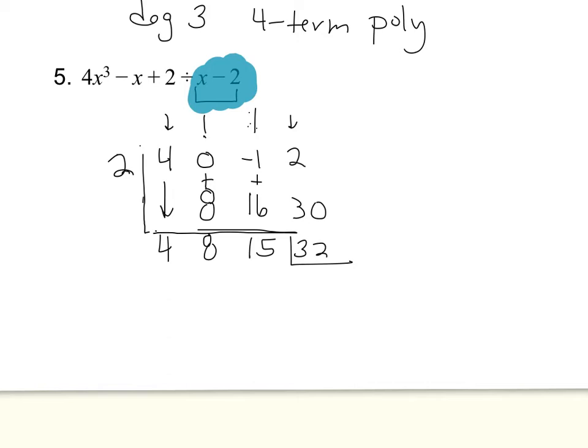So how I'll write my final answer, since this was degree 3, my answer always starts one less, so it will be degree 2. 4x squared plus 8x plus 15. The 32 is my remainder, so I'll write this as 32 divided by x minus 2.